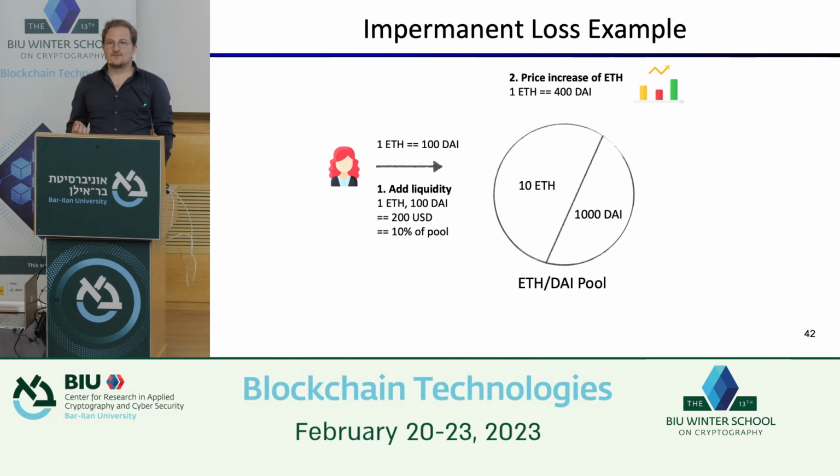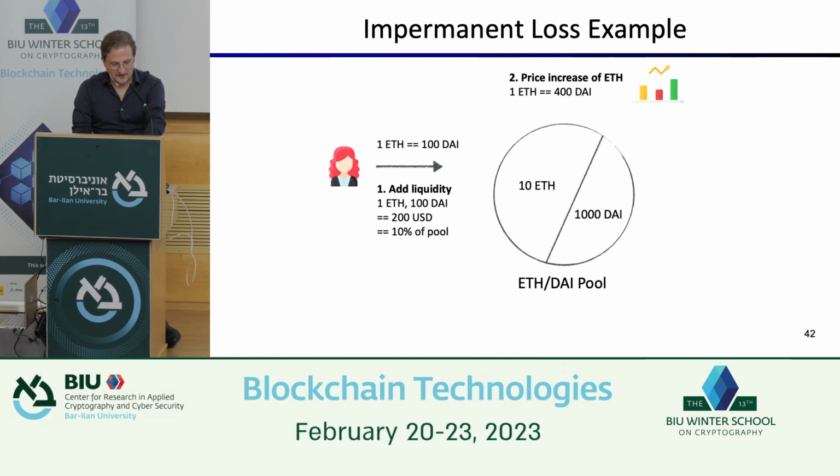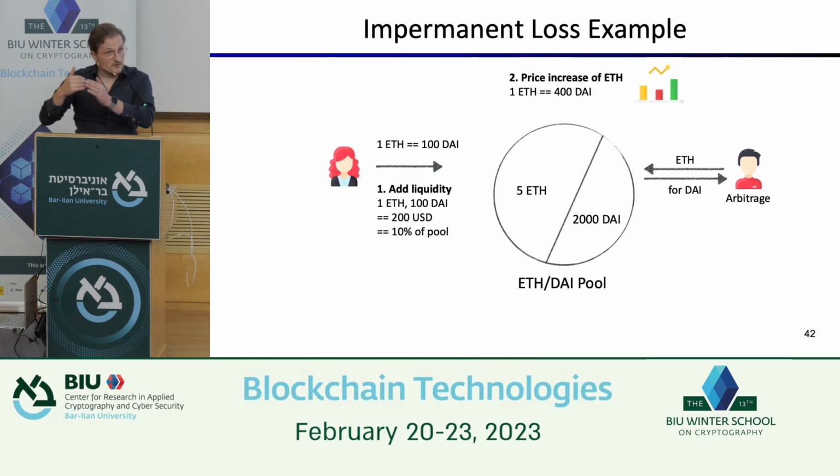So what happens next? Arbitrage, exactly. We mentioned that the AMM does not modify the price by itself, so it needs external forces to equilibrate the price. So there will be some arbitrage trader coming, and here mind the transition. Before we had 10 ether, 1,000 DAI. The arbitrage will switch that ratio, and remember the ratio in an AMM defines the price of the assets. So now we have 5 ether and 2,000 DAI.